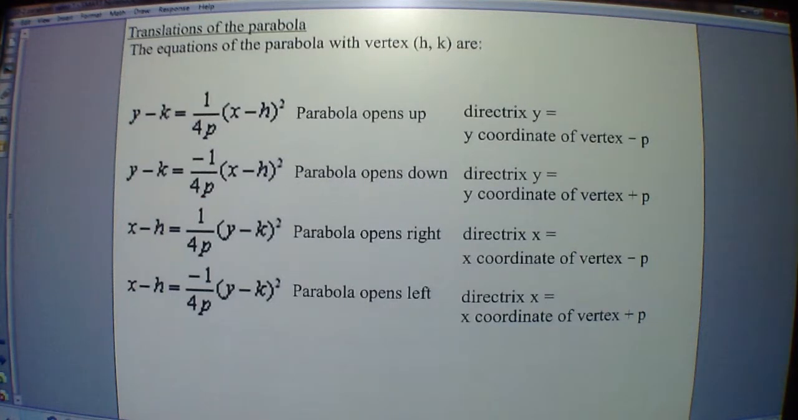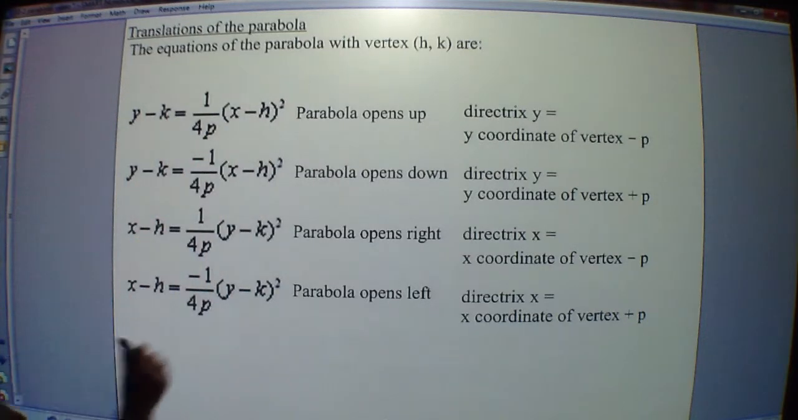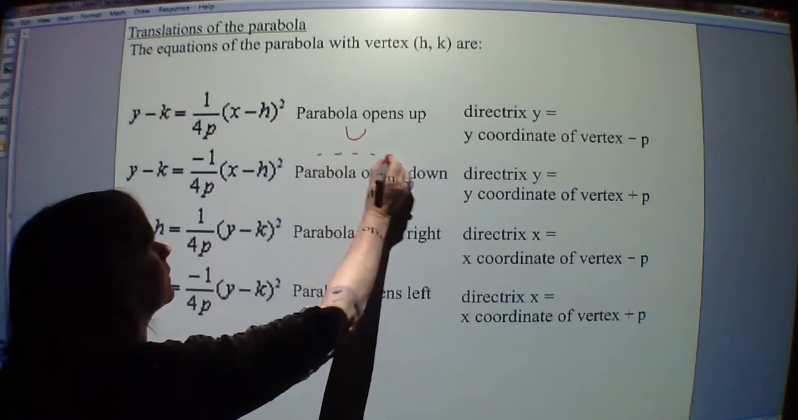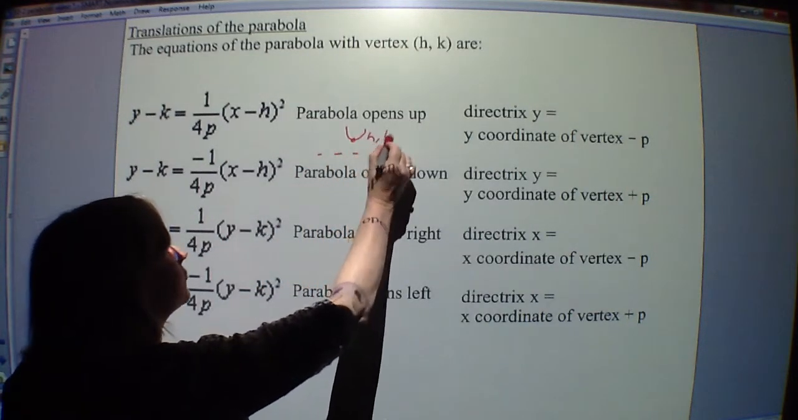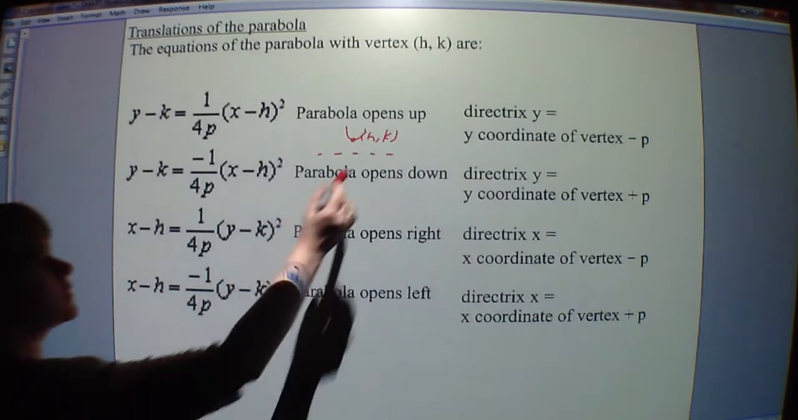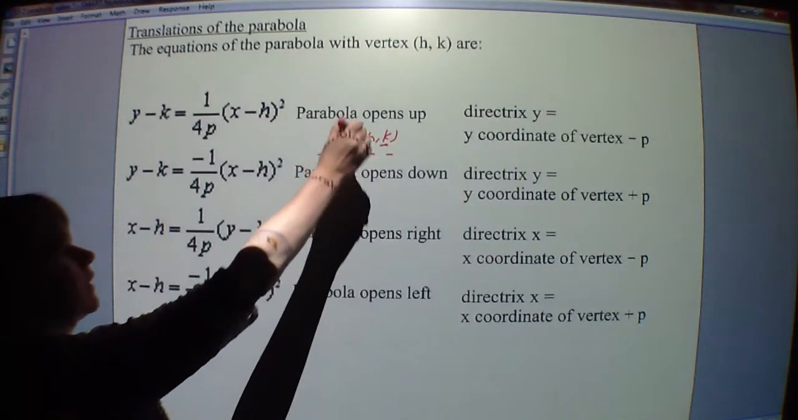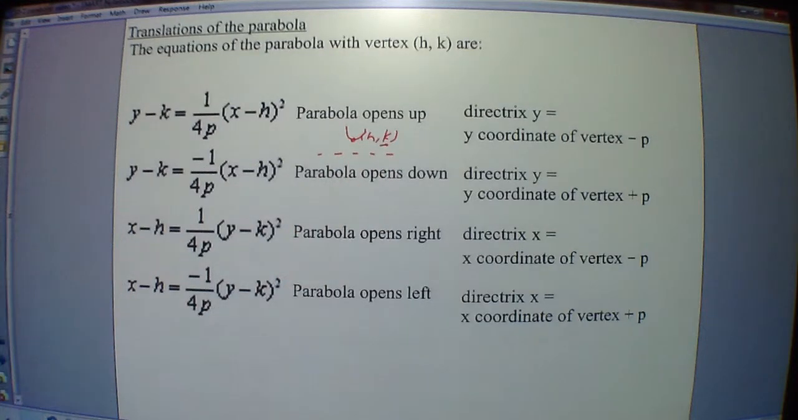Equations, the translation of parabolas. These are parabolas with a vertex that is not (0, 0) now. Your vertex is (h, k). The parabola opens up if it's y equals some x squared. My directrix would be down there, and this is some point (h, k), that's my vertex. So the y-coordinate of the directrix, I'm going down, so if I take p away, it's p less than that.